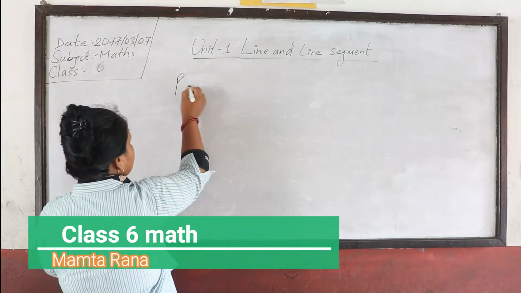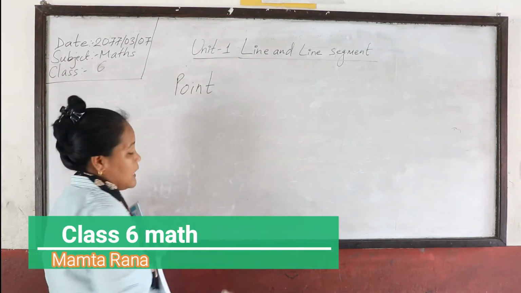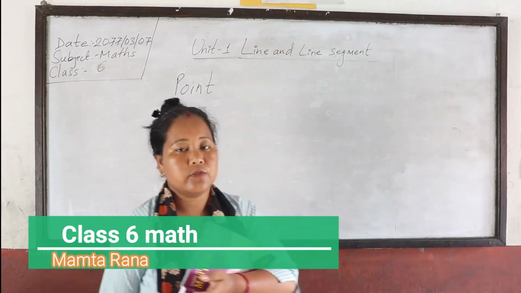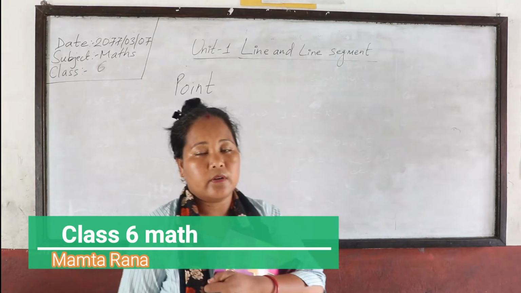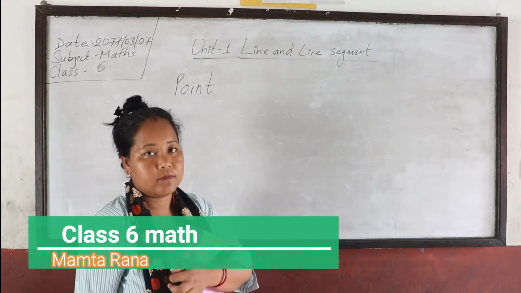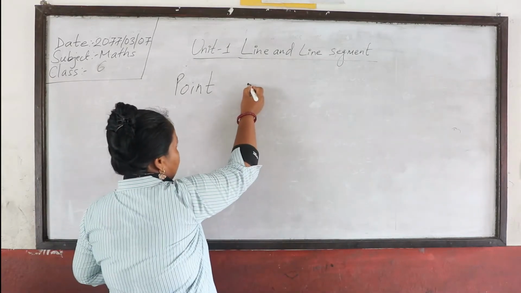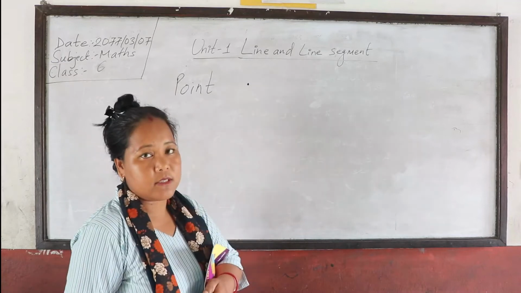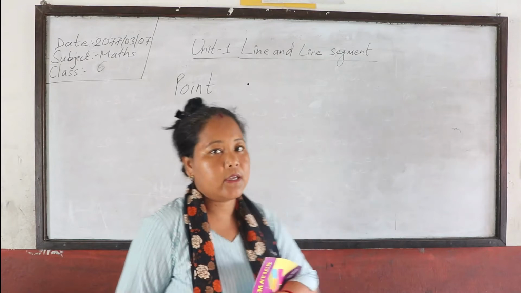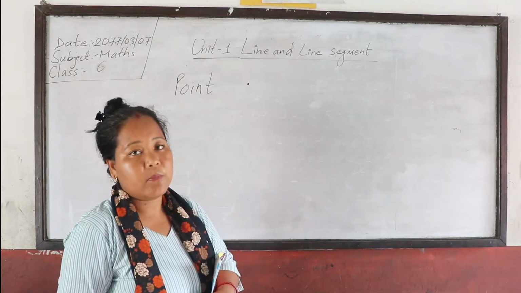Point. In junior classes, we already read about point. In class 1, 2, 3, we all know about point. What is a point? Can you tell me? A dot is a point. A point is represented by a dot, and this point has no length or breadth.